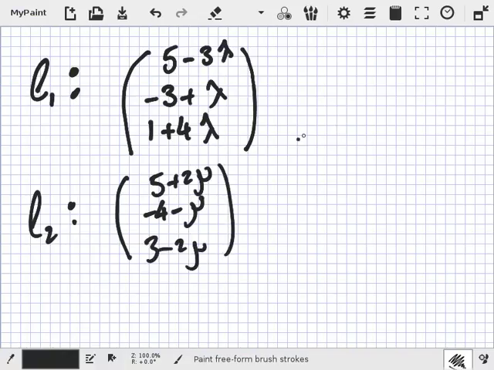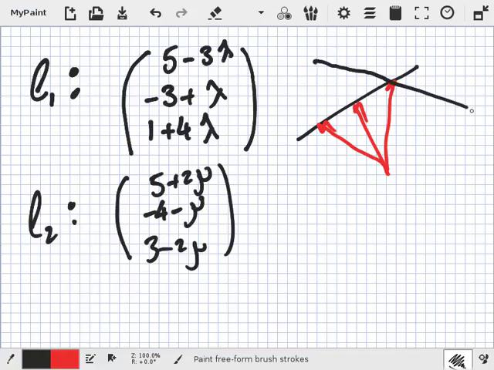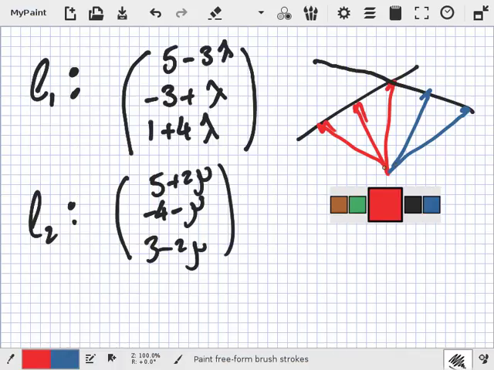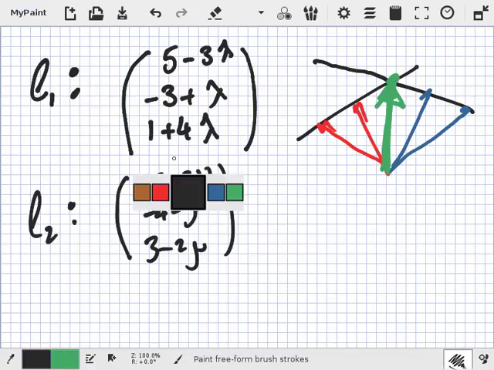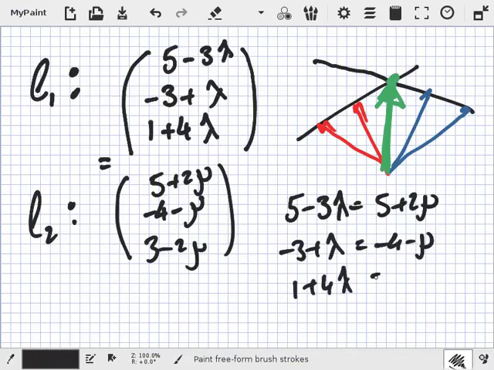Yes. So this is line 1, it's all these vectors here. And this is number 2, it's all these vectors here. And at some point, we can make a vector that points to the same location. So we can figure that out by just making these equal. 5 minus 3 lambda equals 5 plus 2 mu. Minus 3 plus lambda equals minus 4 minus mu. And 1 plus 4 lambda equals 3 minus 2 mu.